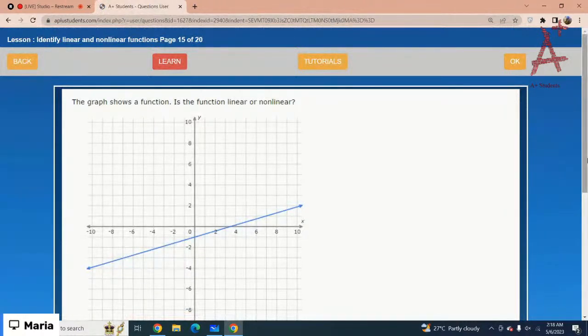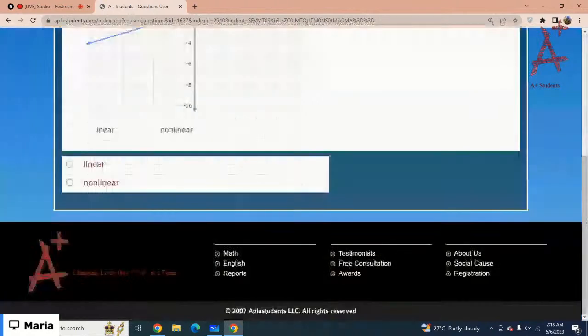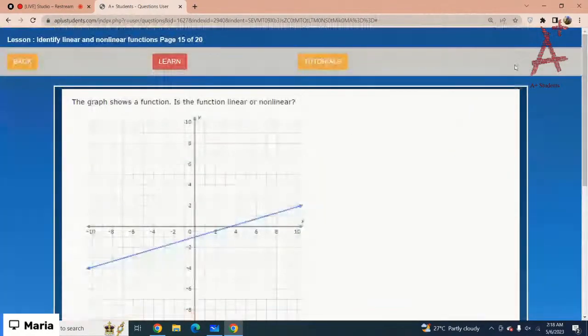The graph shows a function. Is the function linear or non-linear? It would be a linear function, a straight line it is. So it would be a linear function.